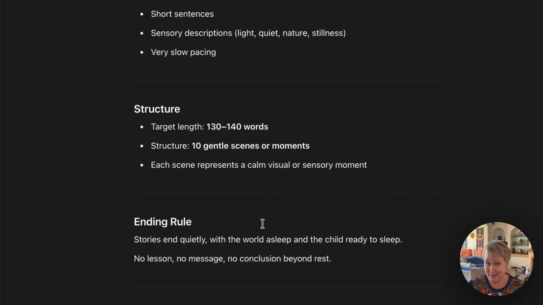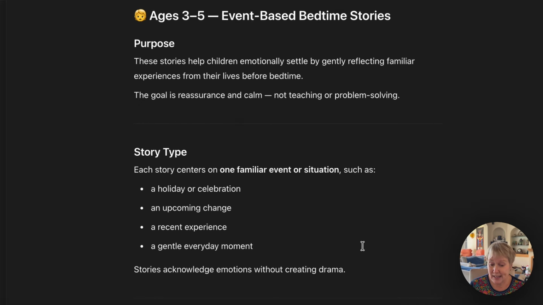And I wanted a transition at some point in the story towards the last third where it would start becoming calmer and more reflective and gentler so that when the bedtime story ended, they could actually go to sleep. Age 3 to 5, I call this the event-based story.